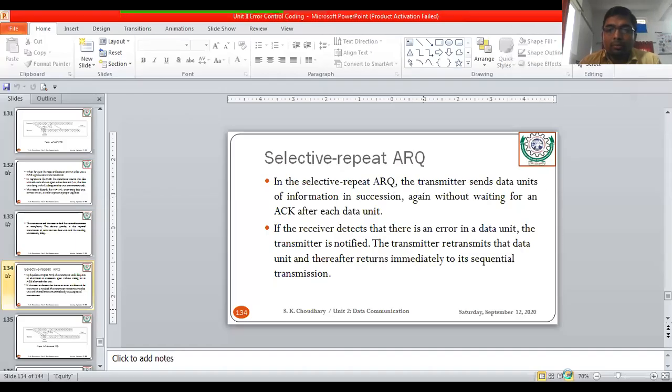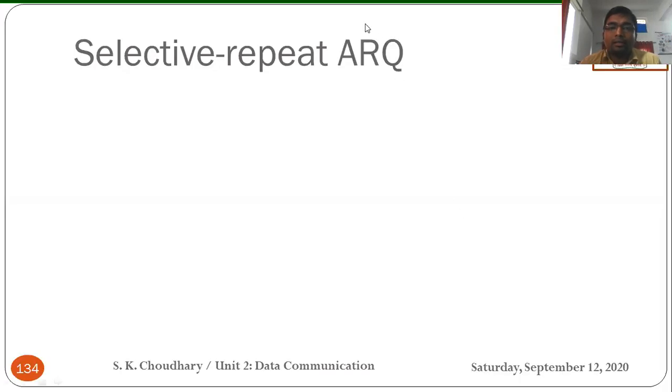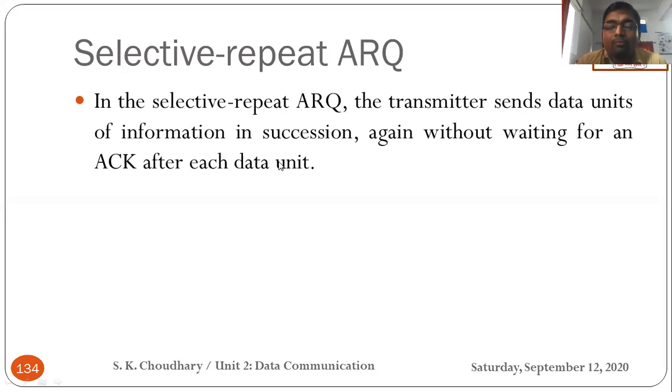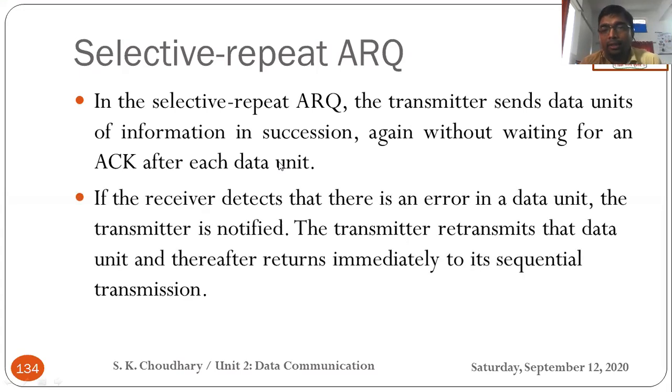So now we go for the third and last type of ARQ error correcting system, that is the selective repeat ARQ system. Okay, so in this system we see an improvement. Here in the selective repeat ARQ system, the transmitter sends the data units of information in succession, without waiting for the acknowledgement signal for each data unit.